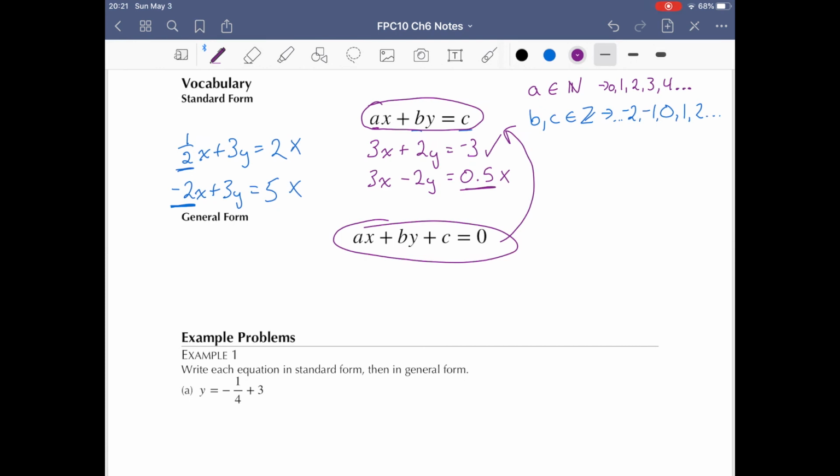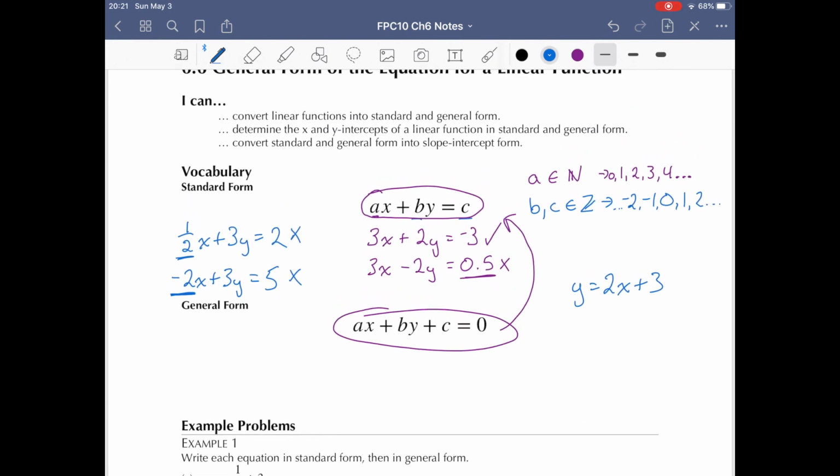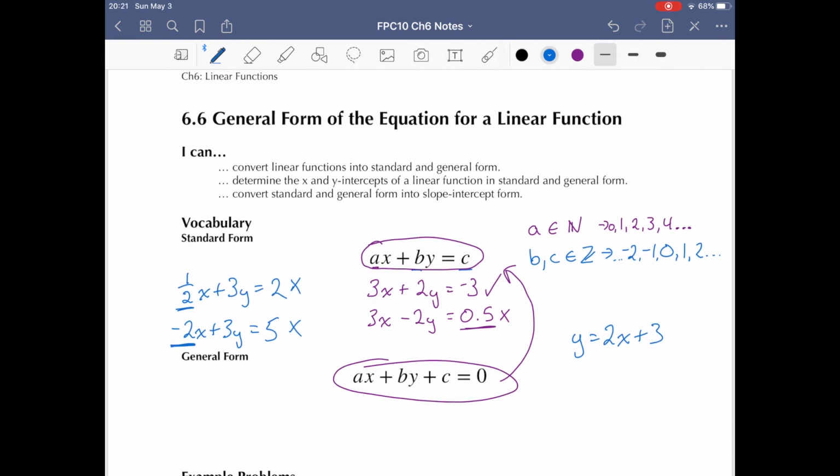But we're asked to understand these forms and to be able to take other equations, such as y equals 2x plus 3, and convert them into standard form or general form. All right, so now that we've got the vocabulary and the examples, we'll look at how to do the conversions and all the other stuff with this. So I hope you found this helpful and that you know what standard form and general form are and the restrictions on the variables A, B, and C in them.